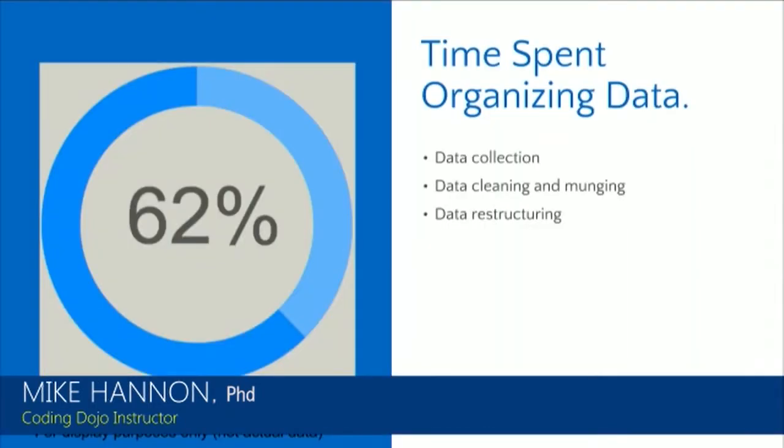Welcome back to part 2 on this introduction to data science. So today what we're going to be talking about is data organization. One of the biggest pieces of being a data scientist is organizing data. So I have this fake infographic here. 62% of time is spent organizing data. But really, it's just the majority of time.